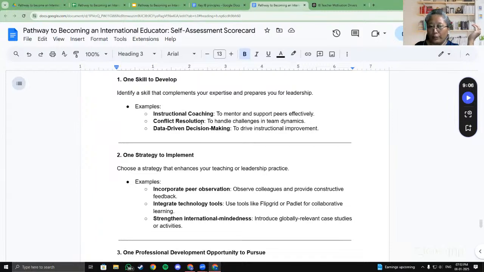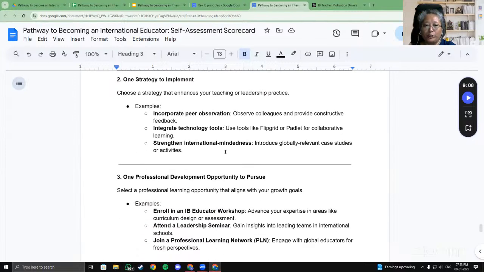Second thing, another example would be conflict resolution. What strategies are you going to use to handle challenges in team dynamics? If there's a team and the team is not working well together, then how are you going to resolve conflicts in a team? Think about that. Then data-driven decision making. How are you going to use data to drive your instruction, to improve your instruction? Think about that. That could be one skill that you would want to develop.